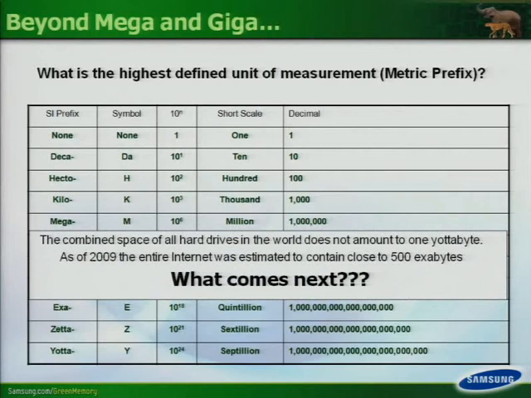So, if you think about how large a yottabyte is, the combined space of hard drives in the world today does not amount to a yottabyte. Or a yottabyte, I believe is the actual pronunciation. The internet contains 500 exabytes. So we were wondering what comes next. We were just kind of chatting in our office about that.